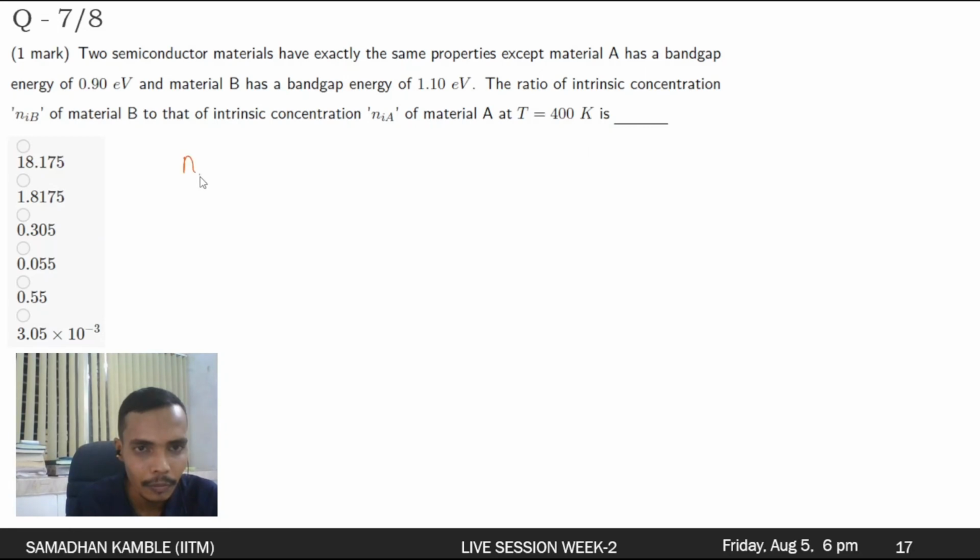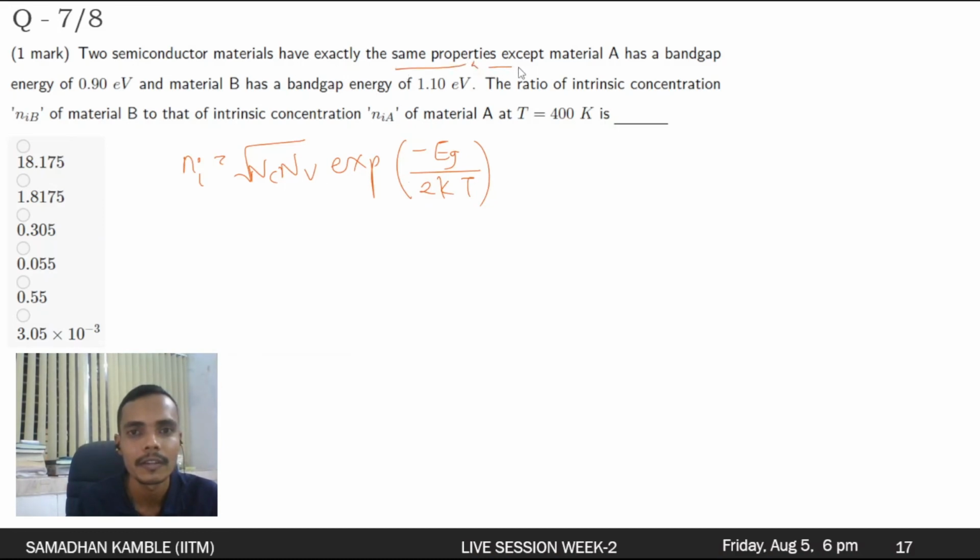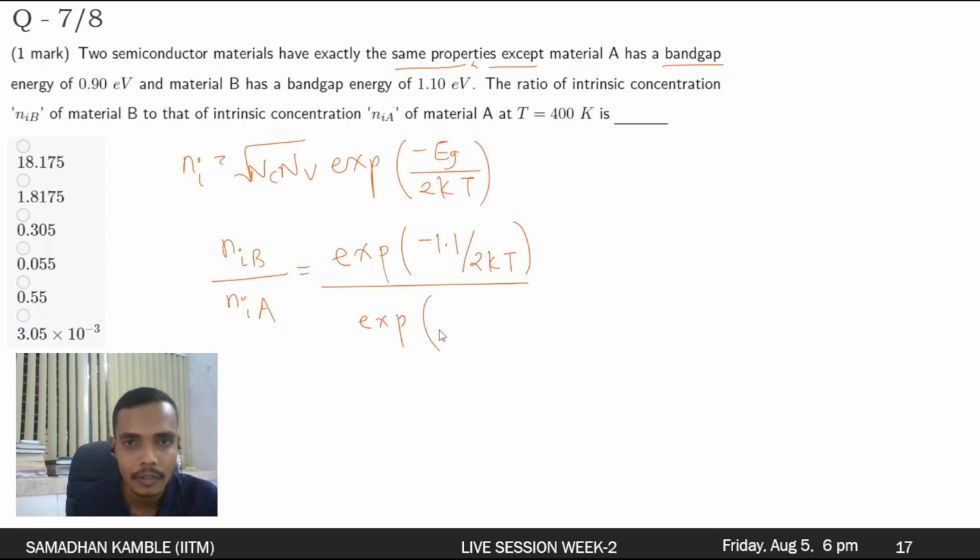So again we know the formula that Ni is essentially equal to the square root of Nc times Nv with exponential of minus Eg by 2kT. It says the same properties except band gap. So we can simply write the ratio Nib over Nia is equal to exponential of minus Eg, which is 1.1 for B, by twice kT, divided by exponential of minus 0.90 over twice kT.